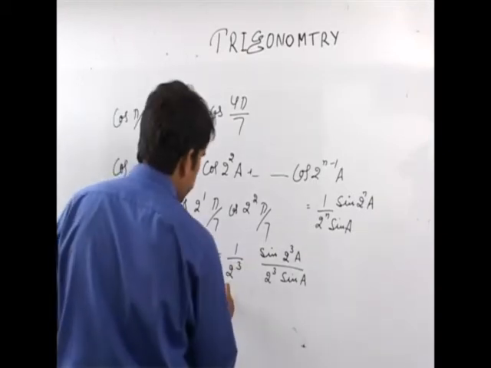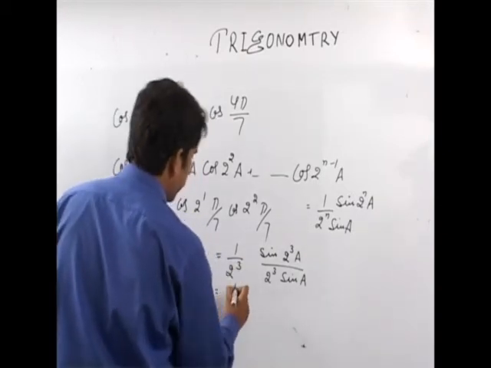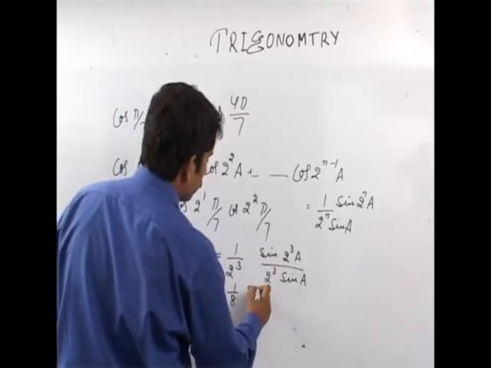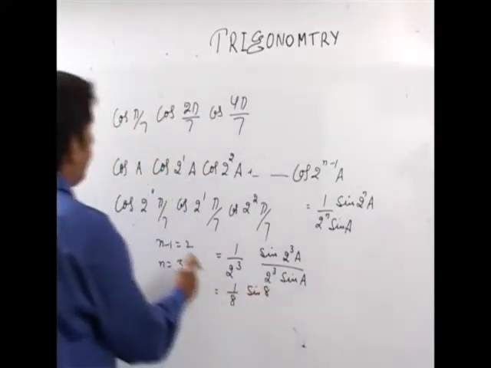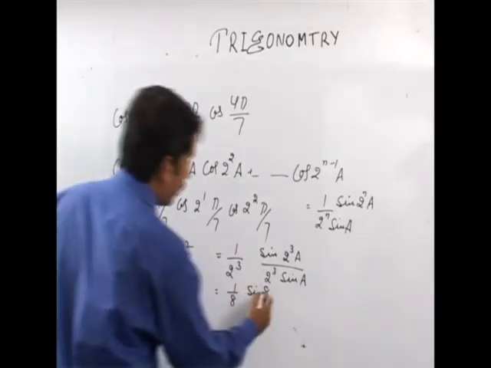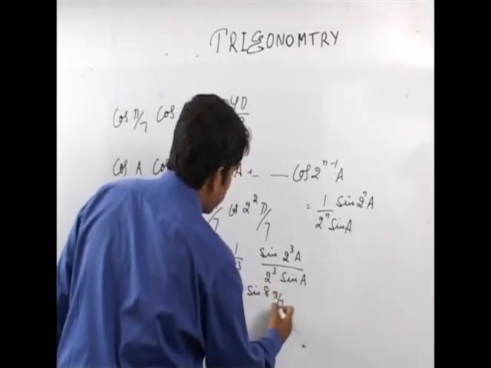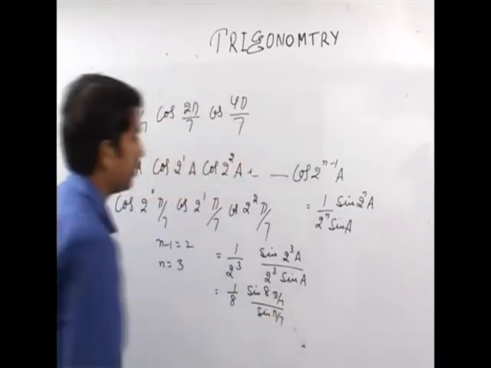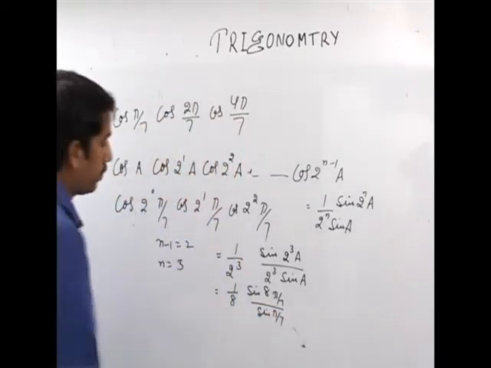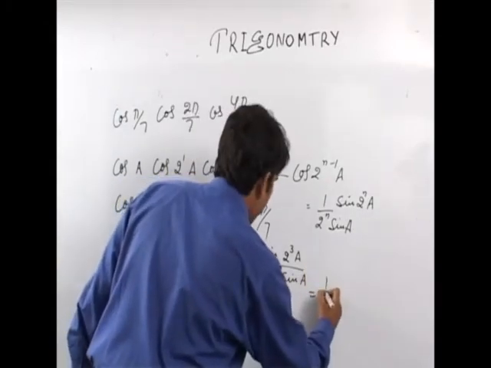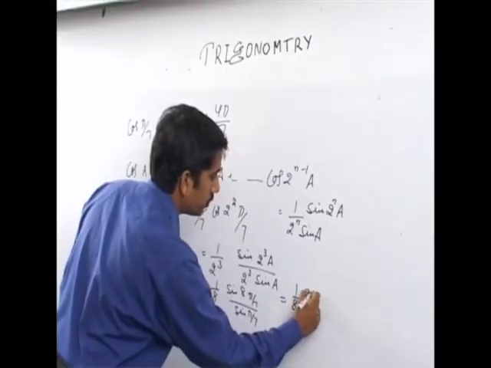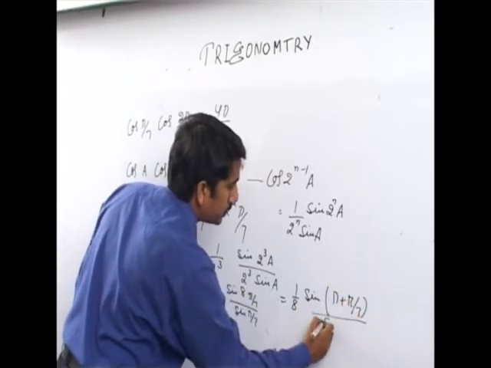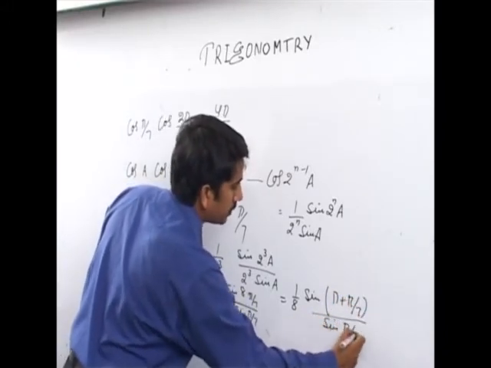Now this is 1 by 8 and this will be sine of 8. Now what was A here? A was pi by 7. So 8 pi by 7 over sine of pi by 7, which will be equal to 1 by 8 sine of pi plus pi by 7 over sine of pi by 7.